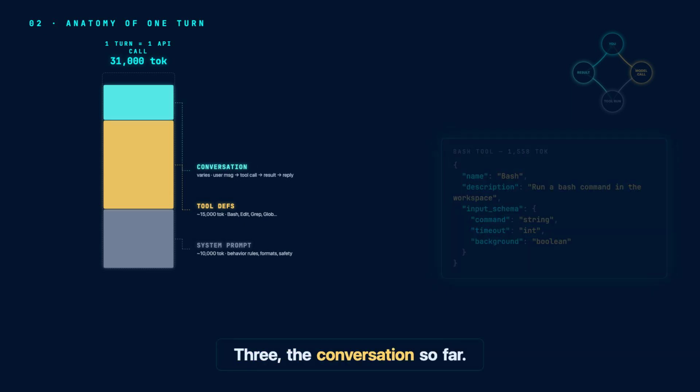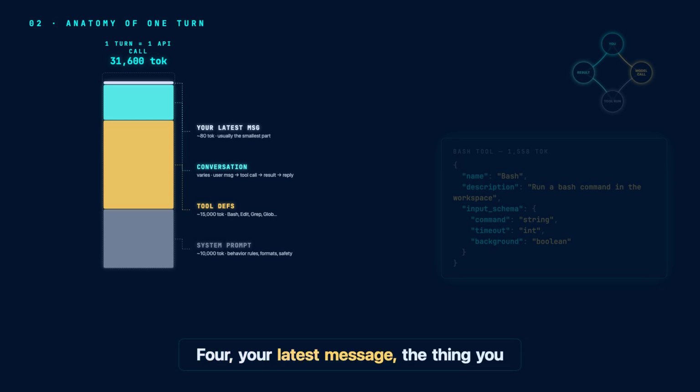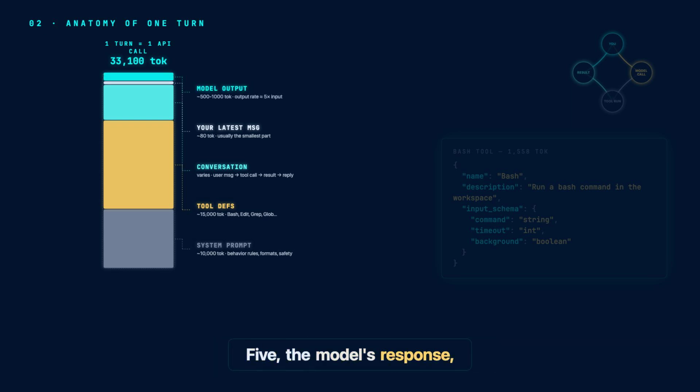3. The conversation so far. Every previous user message, every previous model reply, every previous tool call, and the result that came back from running it. 4. Your latest message, the thing you just typed. This is usually the smallest part of the bill. 5. The model's response, billed at output rate, which is several times more per token than input.